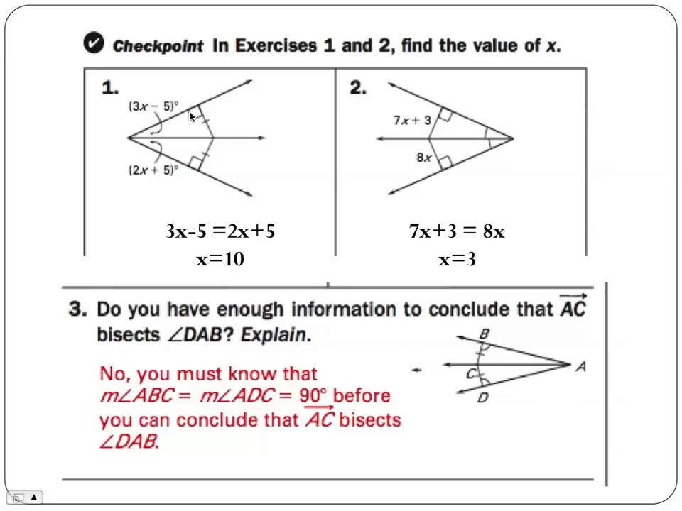So a couple of things right here. Again, I know that this is an angle bisector because this distance is the same as that. So that angle, that little sliver right there, has to be the same as the other one. So I know that 3x minus 5 has to be the same as 2x minus 5, that guy and that guy. If we solve it, we get x is equal to 10.